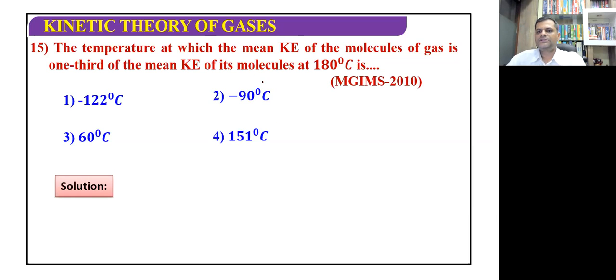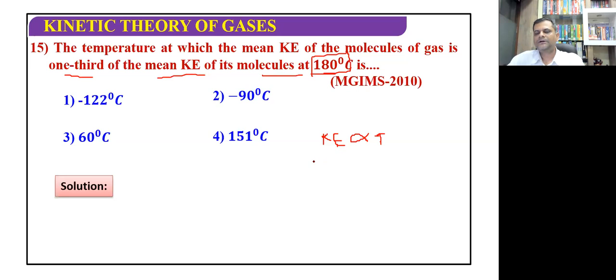Yes, the temperature at which the mean kinetic energy of molecules of a gas is 1/3 the mean kinetic energy of molecules at 180 degree Celsius is... So we have to find a temperature where the kinetic energy becomes 1/3 of what it is at 180 degree Celsius. Simply, the kinetic energy per molecule is proportional to the temperature, correct? The formula we have for that is 3/2 kT.